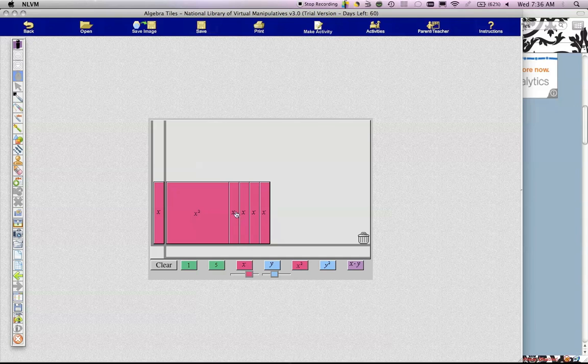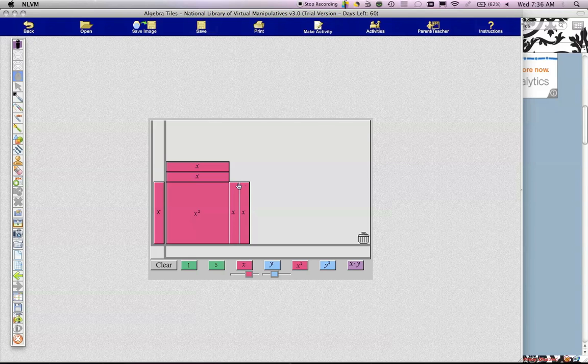But what I can do is start rearranging some of these x's around the x squared, because the side length is going to match up. Since the side is x, I can stack the x's up top, and I can have 2 x's along the side of my x squared. And you can see there is sort of a square pattern developing, but there's a big missing hole out of it. So what would it take to fill that in?